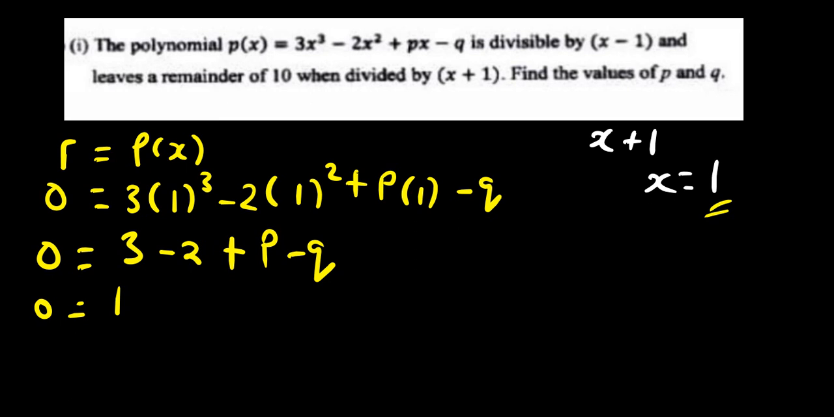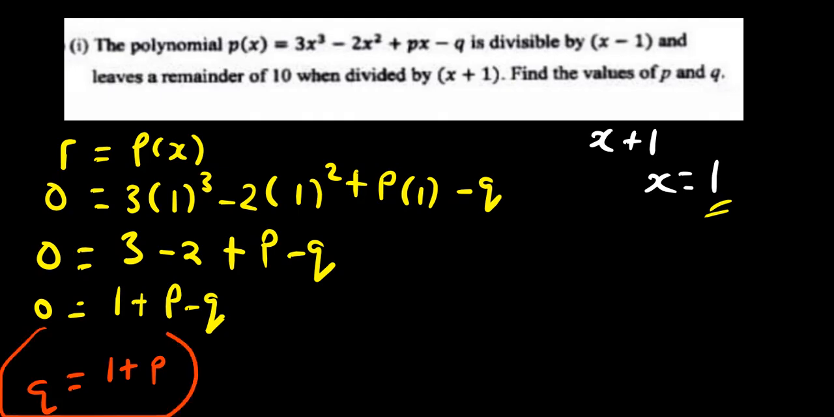Is it 3? Yeah, 1 plus p minus q. So which one can we make the subject? Let's take q to the other side to make it the subject. So we have q equals 1 plus p. This will be equation 1. We're trying to find the values of p and q.